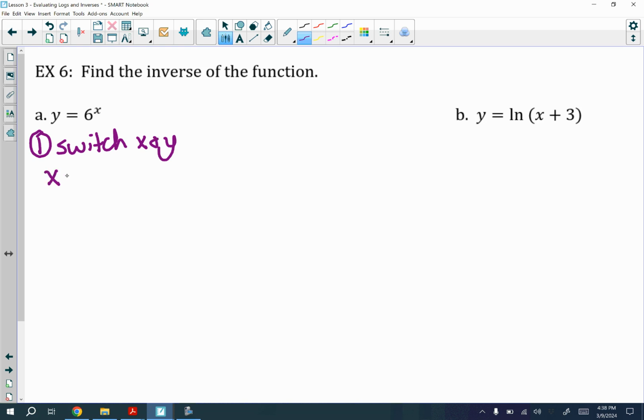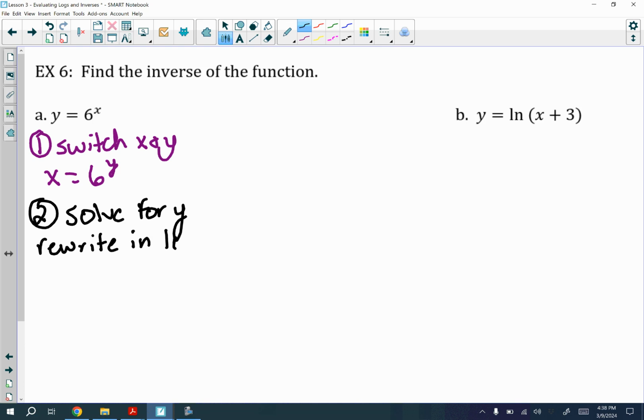So now I'm going to have x equals 6 to the y. Then from there, we are going to solve for y. Now in this case, y is actually all by itself, or the base really, so I don't need to move anything over. How we're going to solve for y is actually rewrite in log form. So that's why it was so important for us to know how to switch from log to exponential form and vice versa.